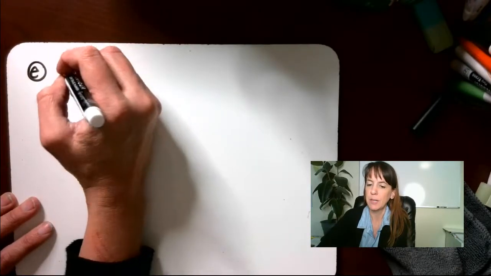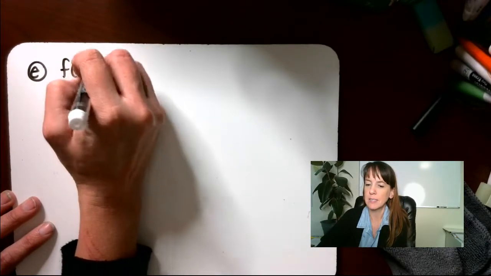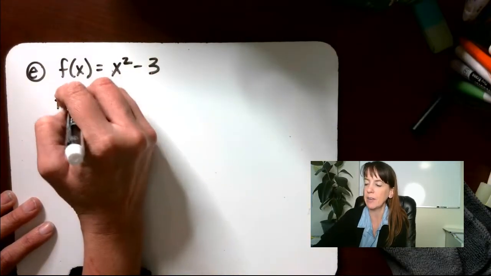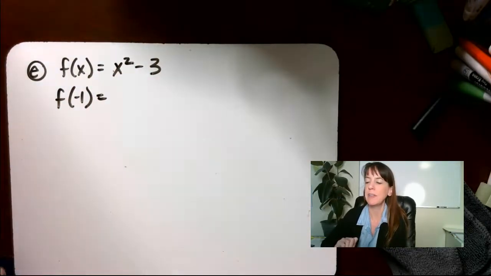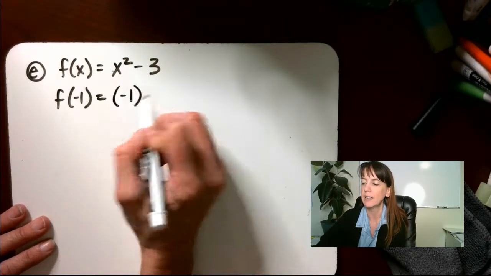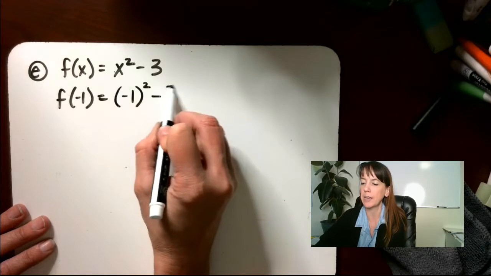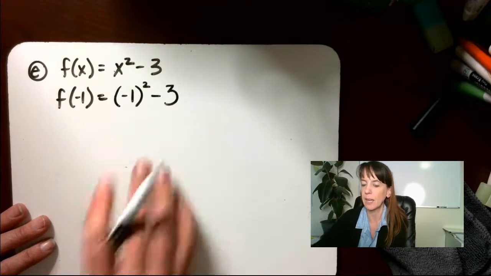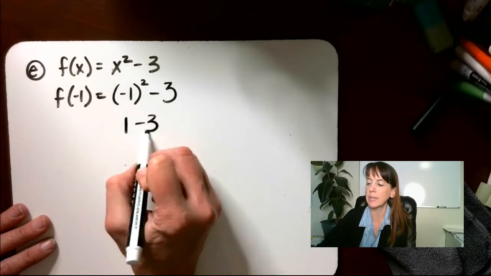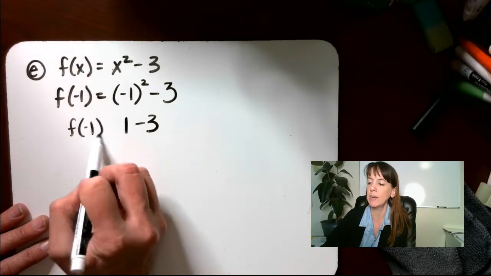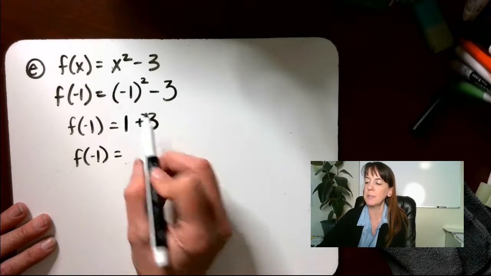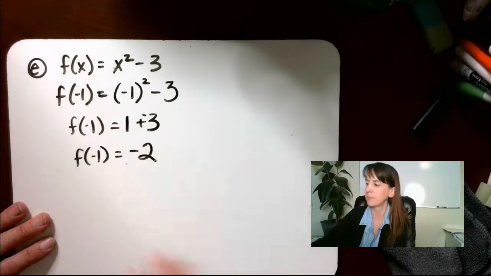So for E, we have f of x equals x squared minus 3. Find f of -1. Again, this is a negative, so we really have to use our parentheses here. (-1) squared minus 3, okay? (-1) squared is +1 minus 3. So f of -1 equals, add the opposite, we get -2.